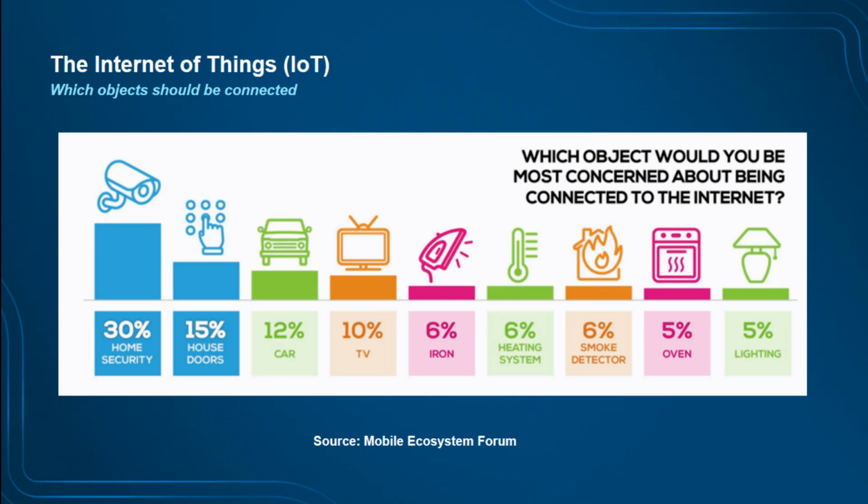Some surveys came out asking what kinds of devices are likely to be connected, or what people are concerned about having connected. This chart shows the home security camera, house door, car, TV, and you can imagine heating system, oven. I don't know if I want to connect my oven, probably.